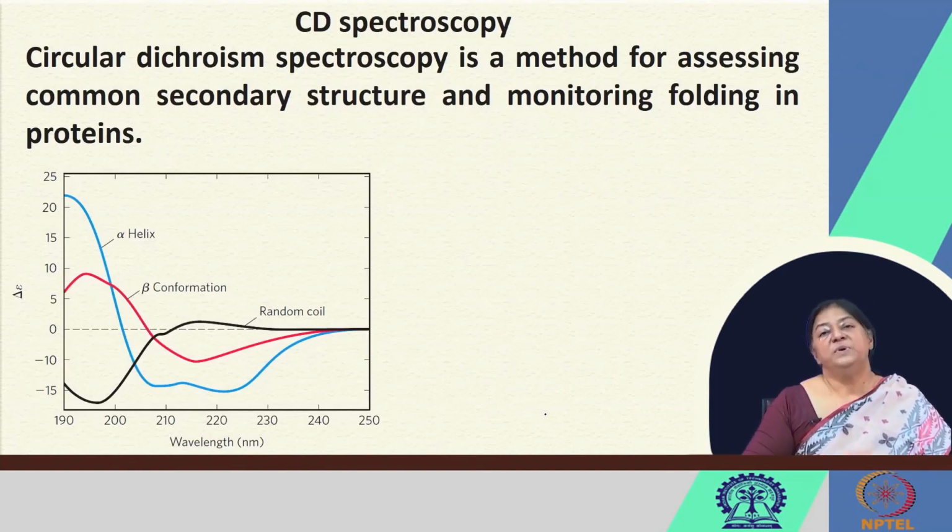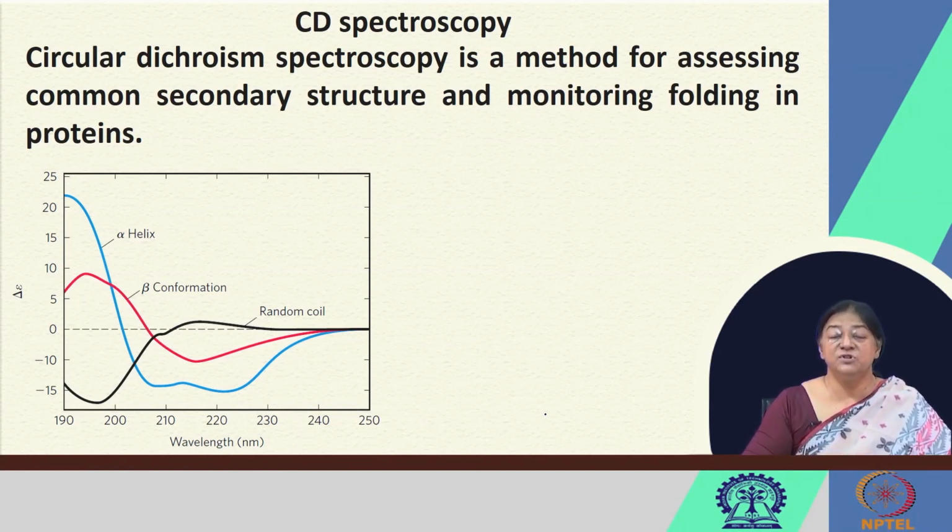Another type of spectroscopy that is used very often is circular dichroism. Circular dichroism spectroscopy is usually a method for assessing the common secondary structure and monitoring the folding in proteins. So, if we know that our protein is correctly folded, the content in terms of secondary structure, the alpha helical content, the beta sheet content is going to give us a specific value. So, we can actually quantitatively get the percentage, say, of the alpha helix in the protein.